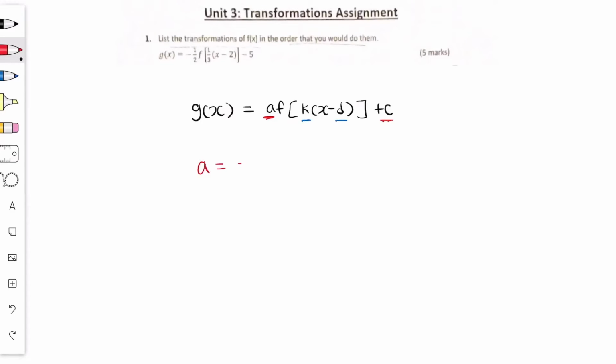A equals -1/2, which means it is a vertical reflection and vertical compression by a factor of 1/2. When A is negative, it causes a vertical reflection, and when A is between 0 and 1, it causes a vertical compression.